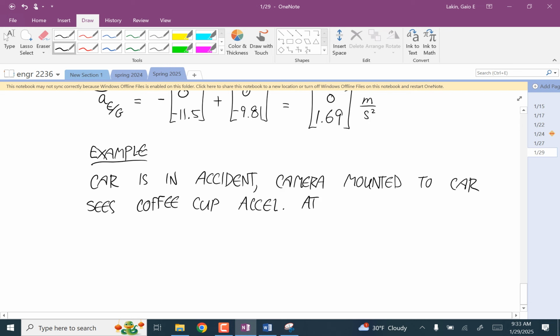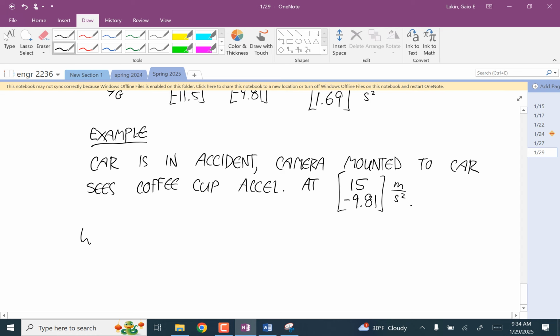at, well, if you're sitting in a car and you suddenly stop and your coffee cup is just sitting on the console, what does it look like to you the coffee cup does? Where does it look like it goes? Forward. So let's say that this is an acceleration of 15, negative 9.81. What's the acceleration of the car?